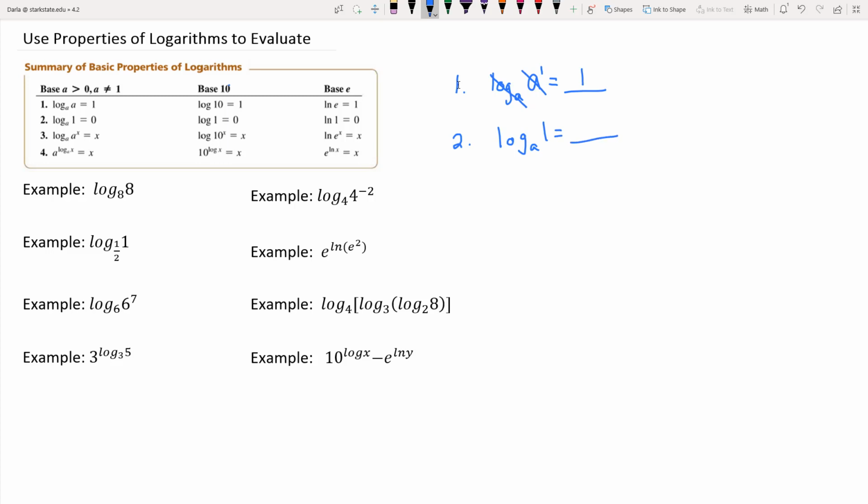Our second property is log base a of 1 is always, and I'll leave a blank, but again, if you think of this through conversion, your base is a. If you raise it to the unknown power, what would it have to be to get back 1? And the answer is 0. So log base a of 1 will always be 0. So log base anything of 1 will always be 0.